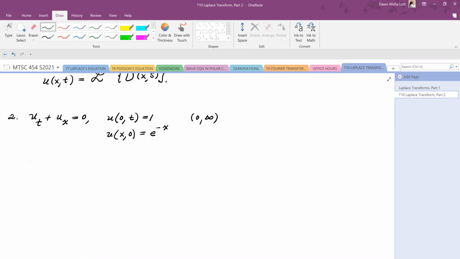Okay, so now we're going to take the Laplace transform of u sub t plus u sub x is equal to 0. And we're going to take the Laplace transform of u of x and 0 equal to e to the minus x.